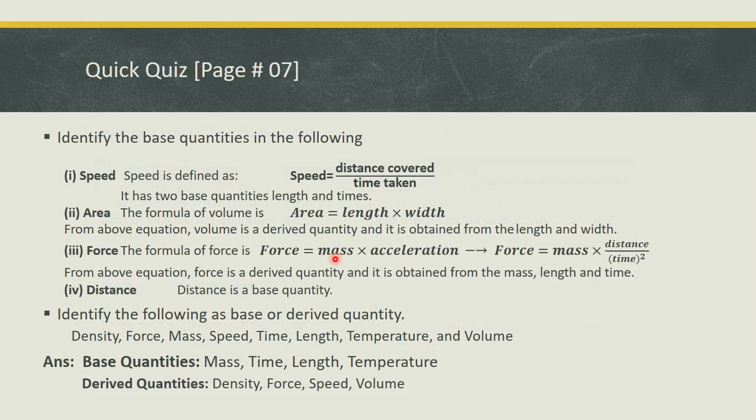The next question is to identify the base quantities in the following. Now remember, we need to identify the base quantities only. Speed is defined as distance covered divided by time. Distance is a length, because distance is the length between 2 points, and time is already a base quantity. So the base quantities in speed are length and time.